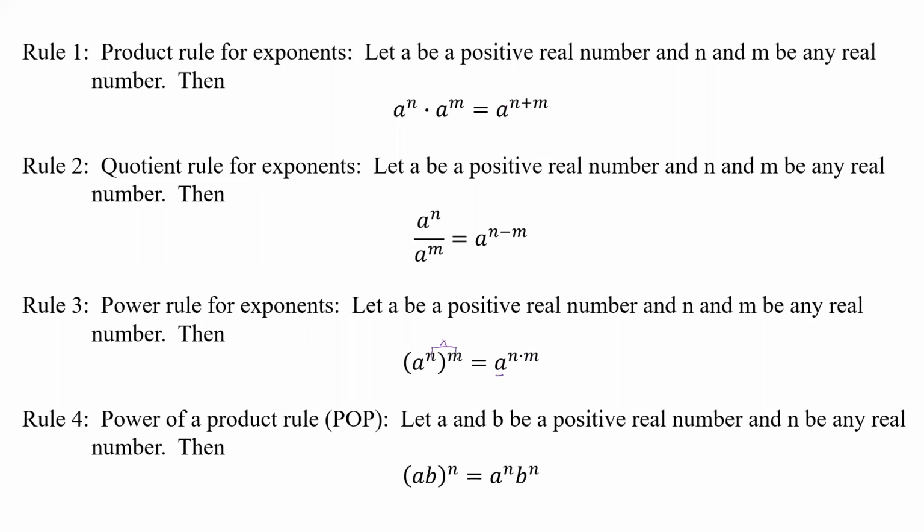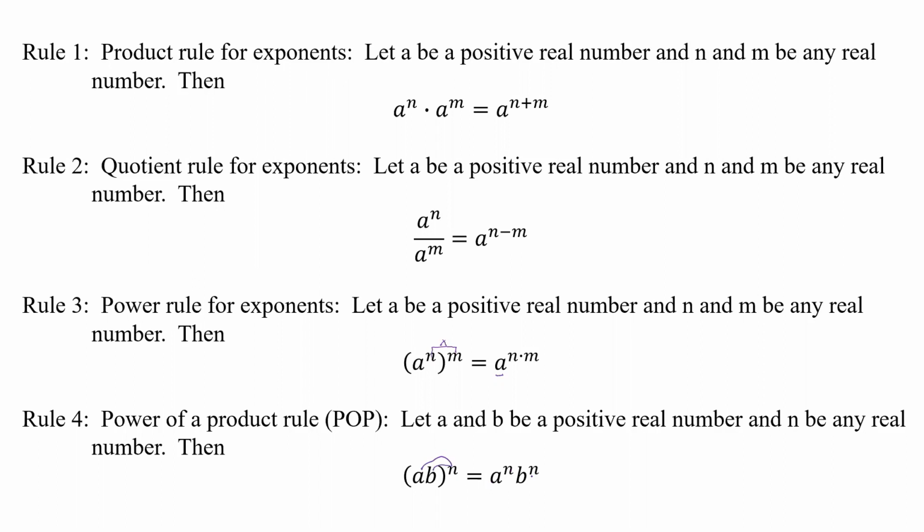All right, so then rule 4, a power of a product rule, sometimes they call that a POP. Let a and b be positive real numbers and n be any real number. So then if we're taking some base a times some base b, and we're raising that whole thing to the power n, what happens is that n gets distributed throughout. So then it becomes a to the n, b to the n, okay?